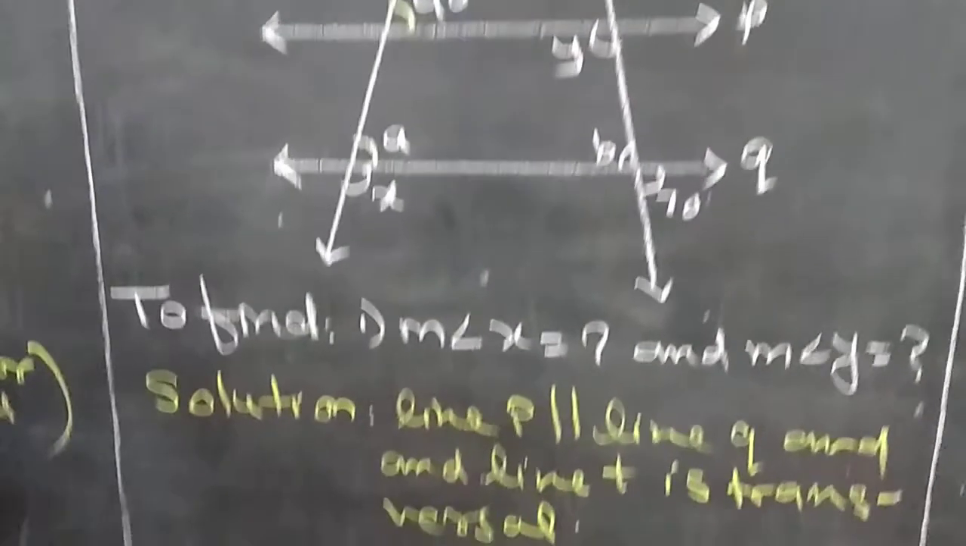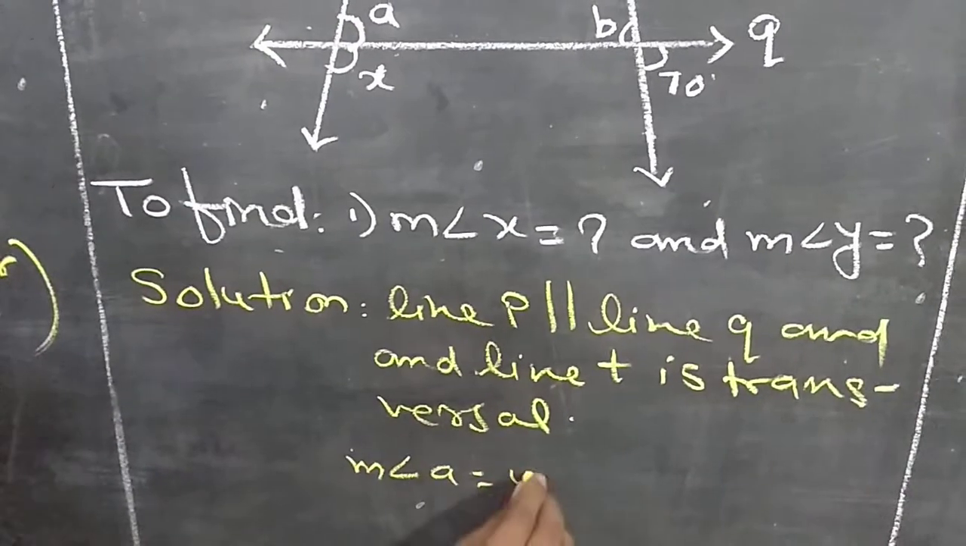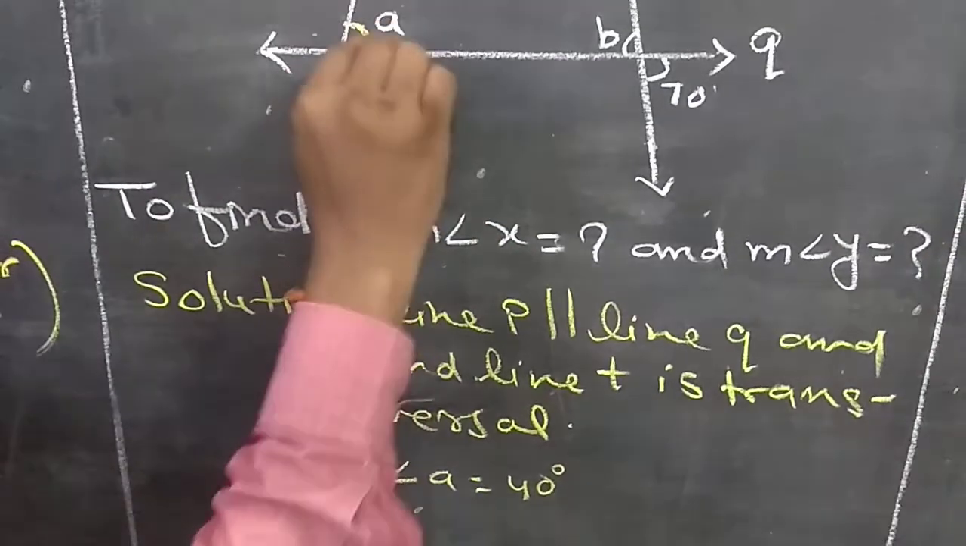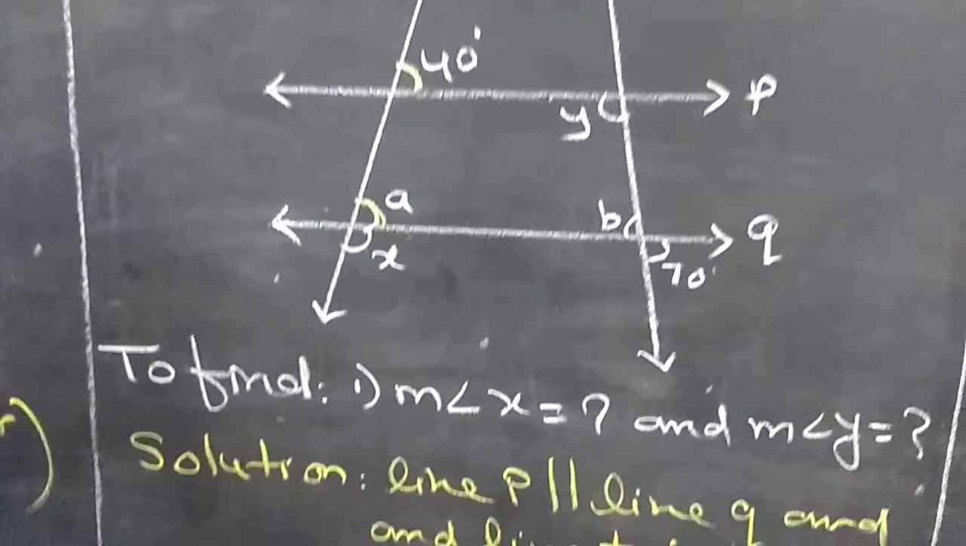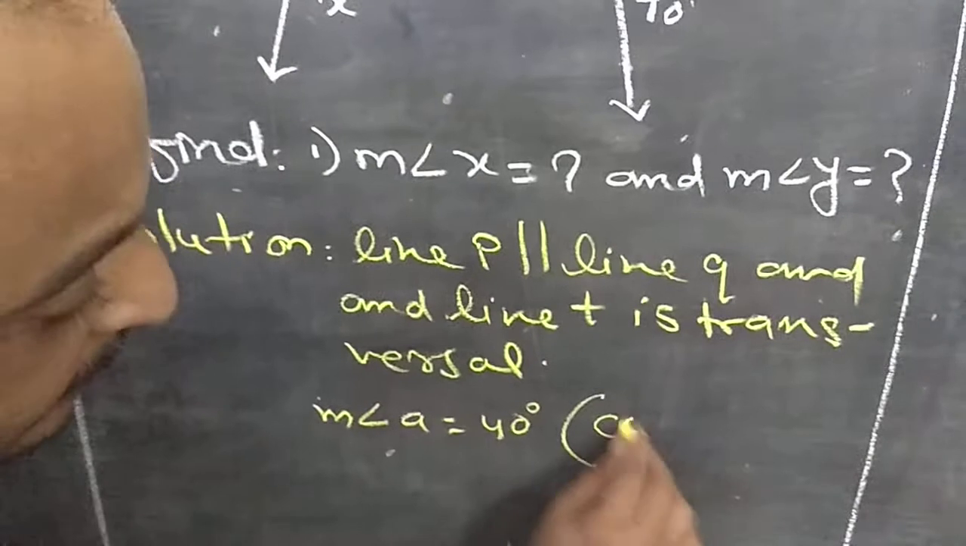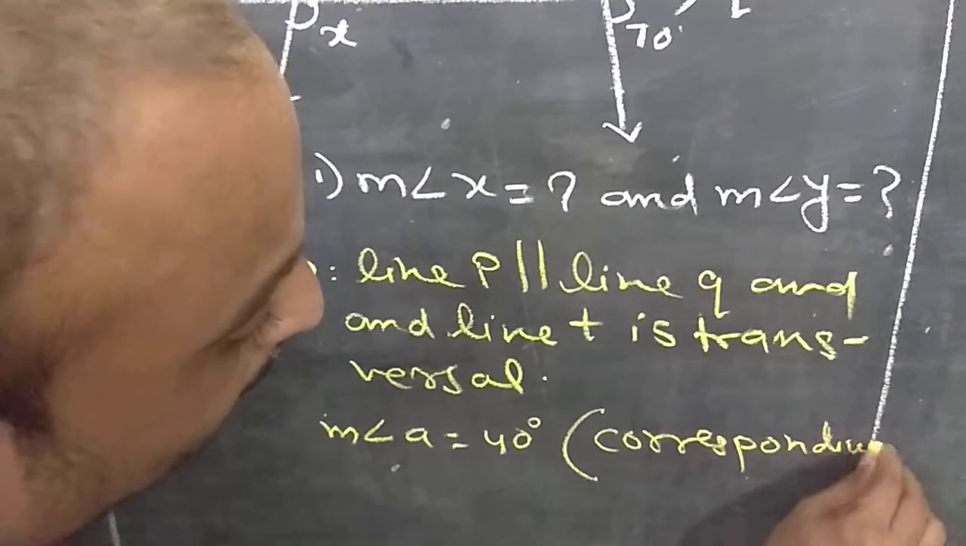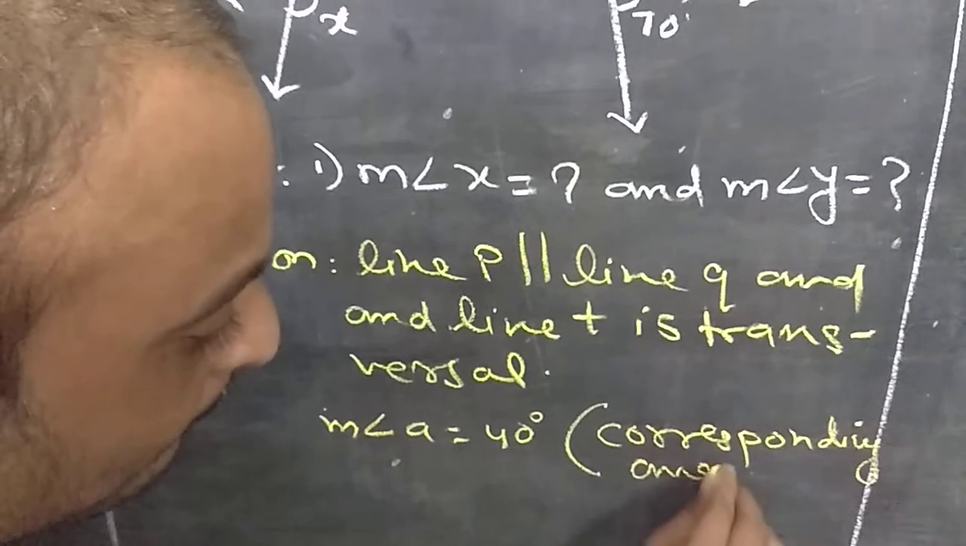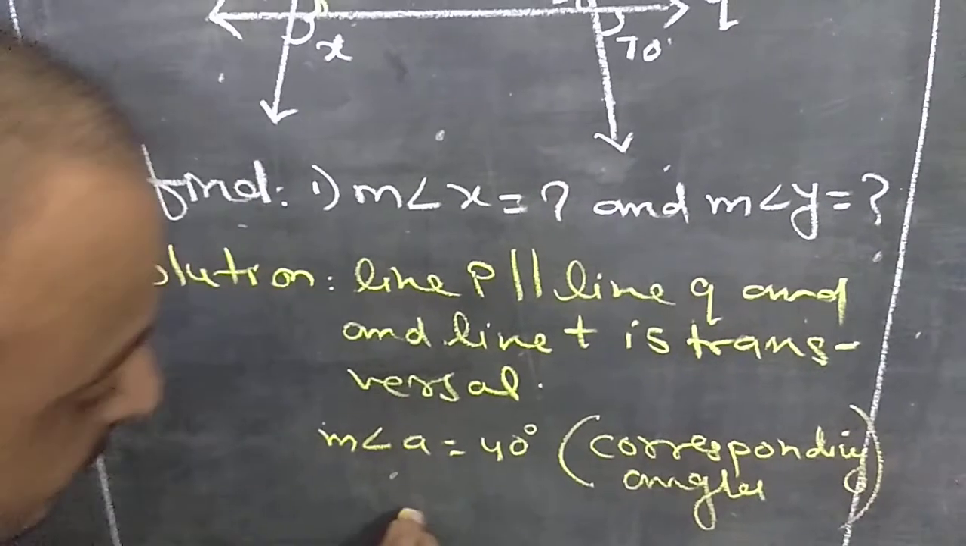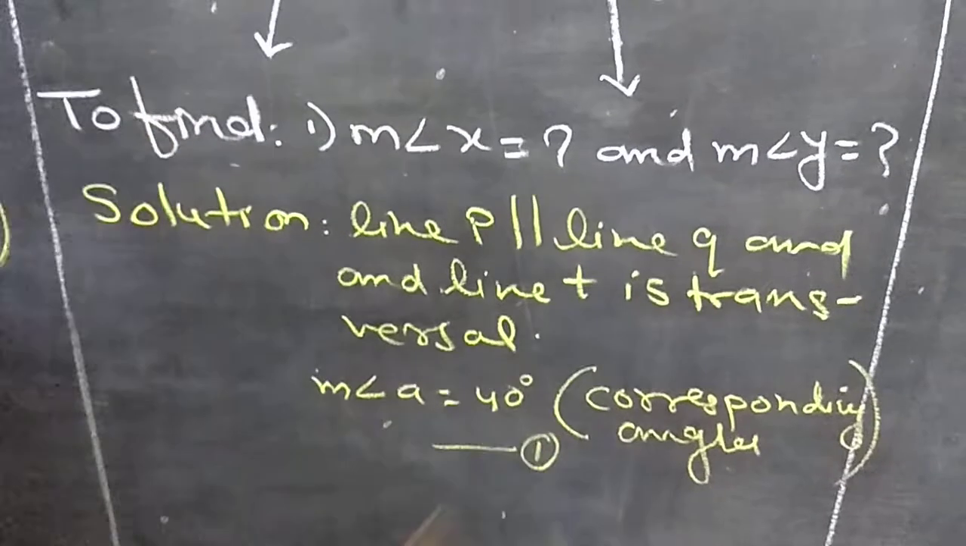So measure angle A will be equal to 40 degrees. Why? Both are corresponding angles. So you have to state here the reason: corresponding angles. Now give it equation 1.